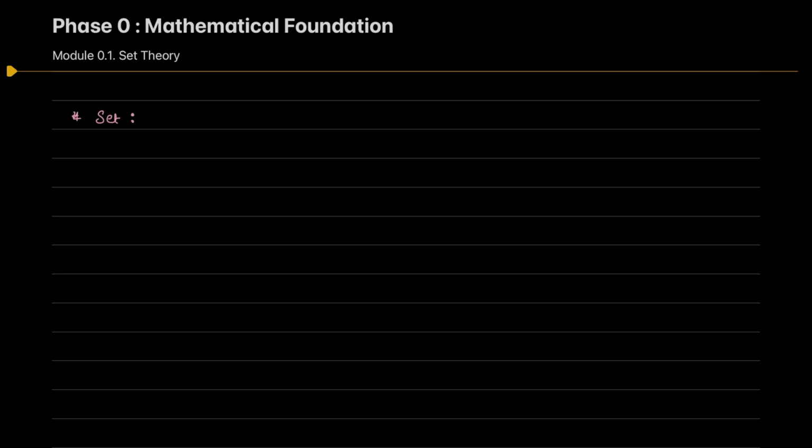Now the definition of a set is basically a collection of well-defined objects. This is the textbook definition of a set. Now, one key thing to notice here is this word, well defined. So basically, a set is nothing but objects with a definition attached to it.